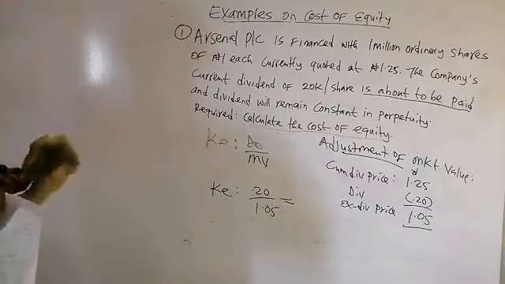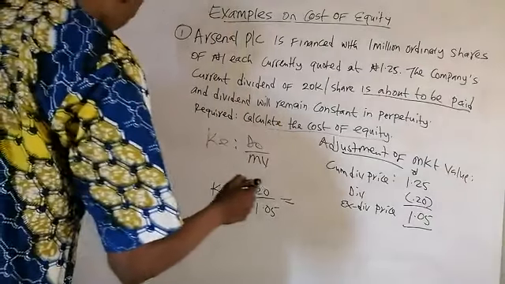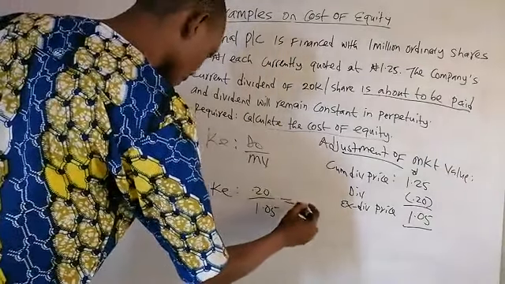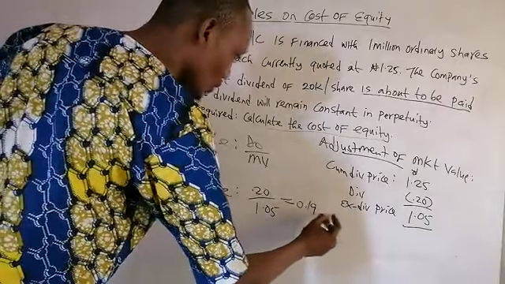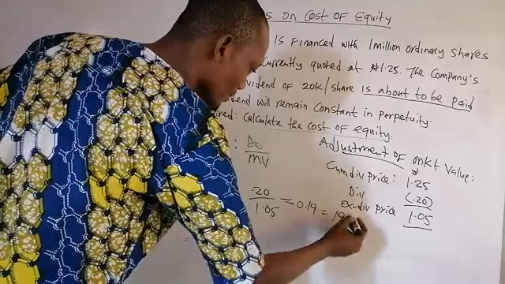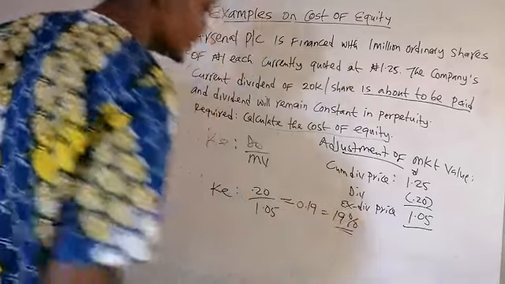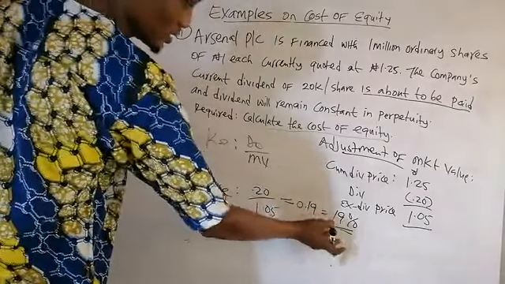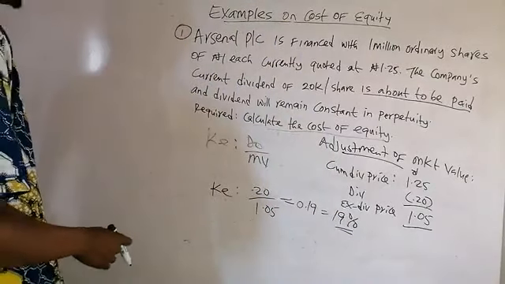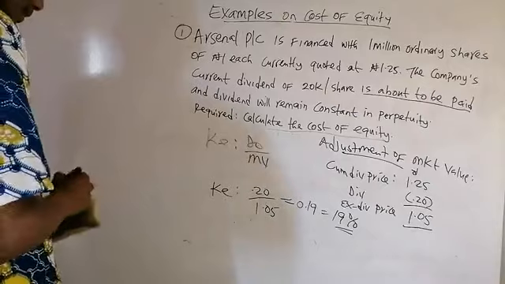So the answer is going to give us 0.1919, which is equal to 19%. That is, the cost of equity is 19%. That is how to compute it.